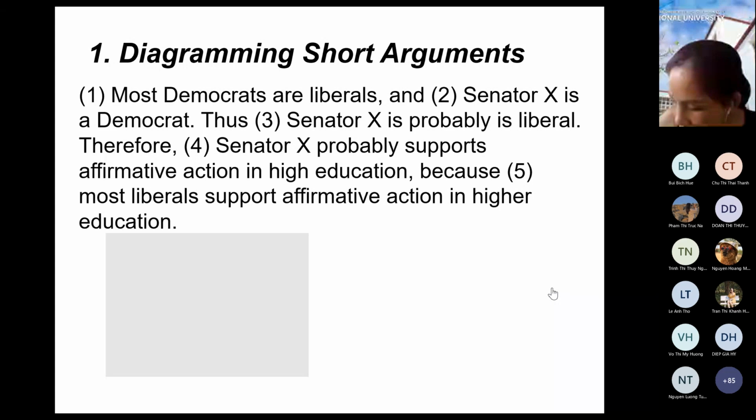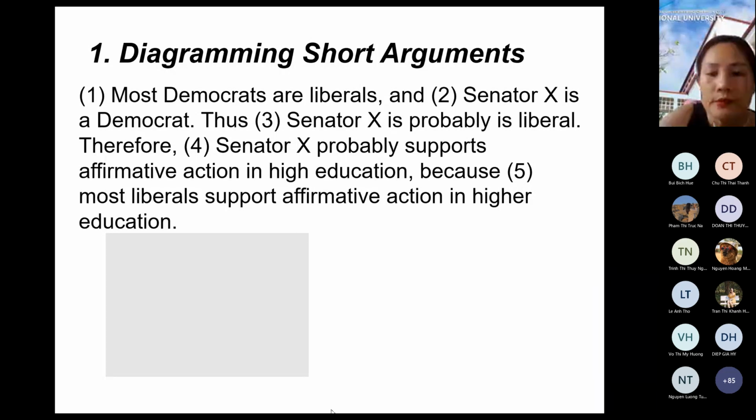Bùi Bích Huệ, Trần Thị Khánh Huyền, Trần Thu Anh, Nguyễn Hồng Nhung. Right.